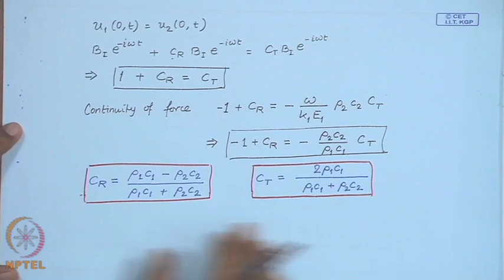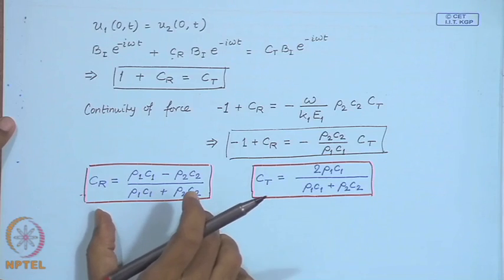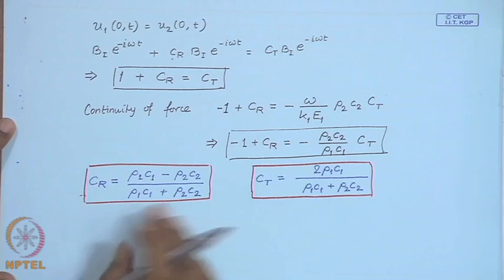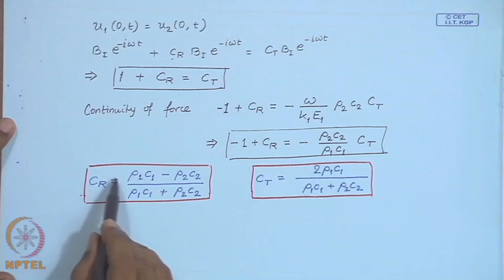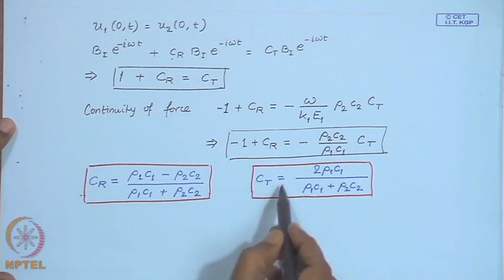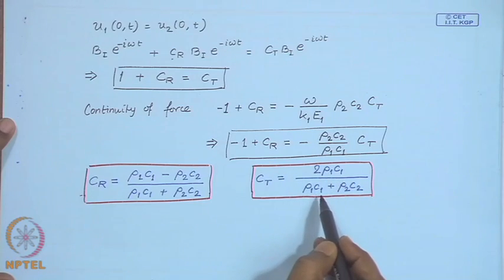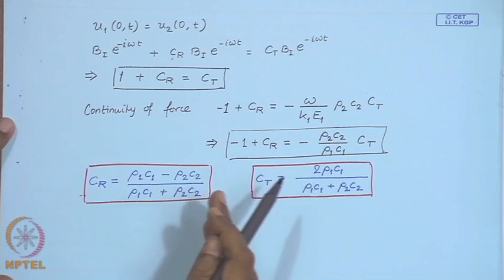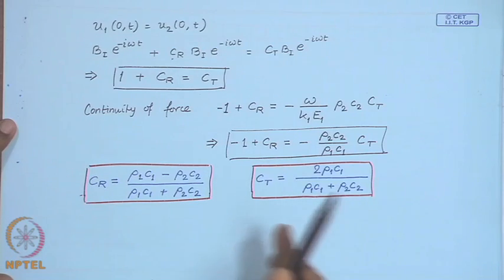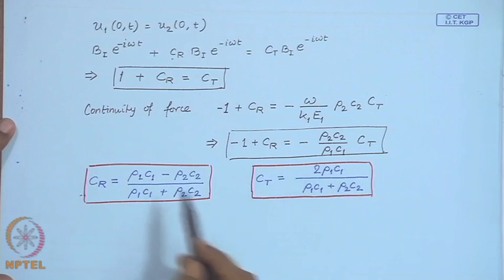So, we have calculated the reflection and transmission coefficients. Now, let us make some observations based on this. You will find that the transmission coefficient is non-zero, which means some part of the incident energy is always going to go into material 2.